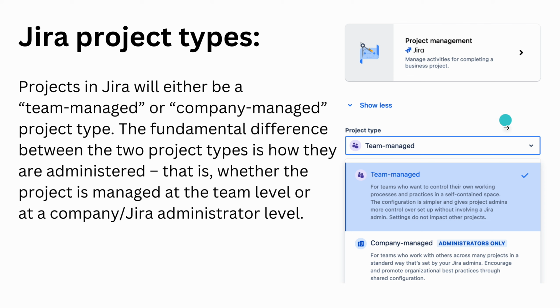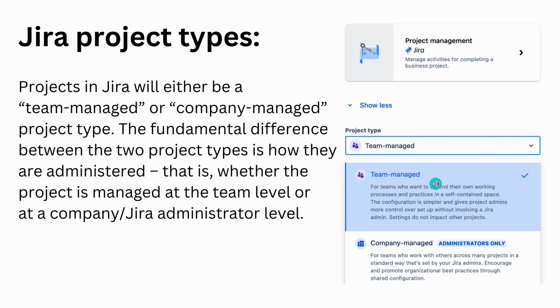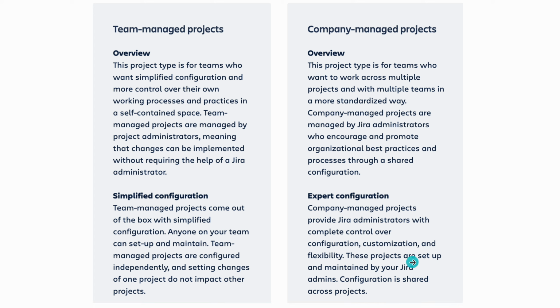Project type, we have already discussed that there are two types of project type: team managed and company managed. Team managed, if you want to give autonomy to the project manager or his team to manage the project, then you always create team managed projects. And if you want to apply globally across the company, so all the projects would follow the same style of working, then you should use company managed. This is the difference.